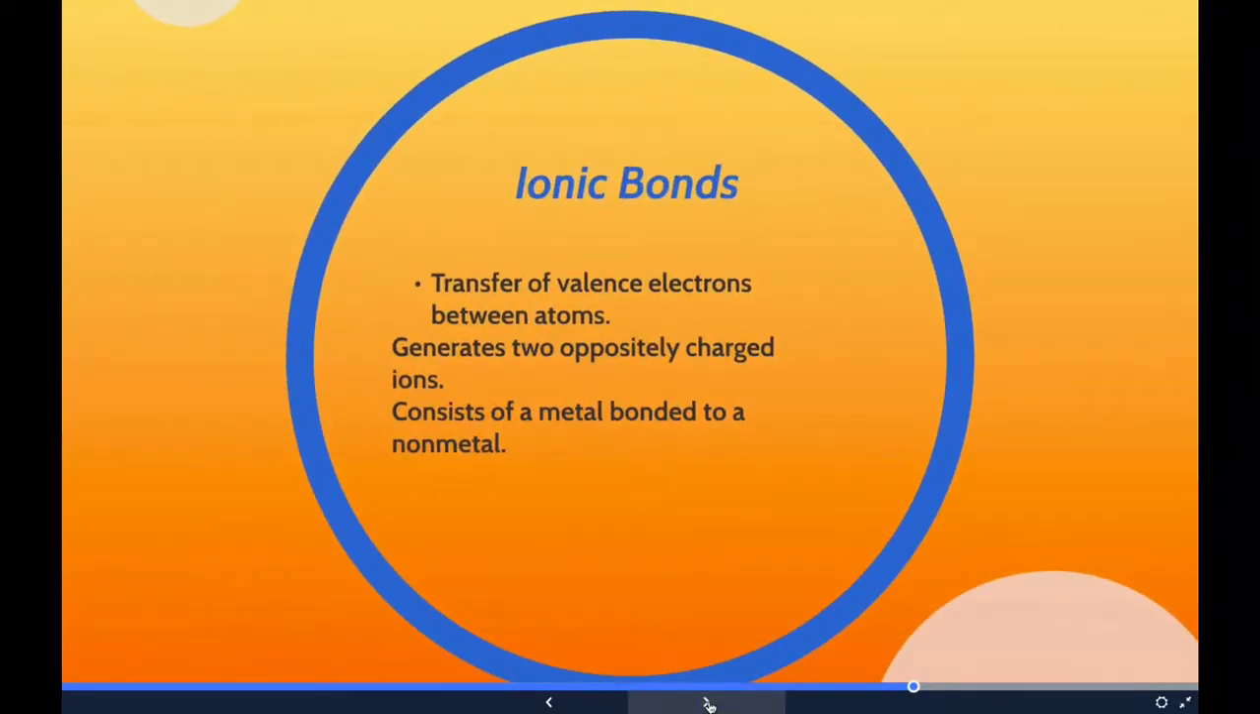And lastly, we have ionic bonding. Ionic bonding is the complete transfer of valence electrons between atoms. It is a type of chemical bond that generates two oppositely charged ions. In ionic bonds, the metal loses electrons to become a positively charged cation, whereas the nonmetal accepts those electrons to become a negatively charged anion. Ionic bonds require an electron donor, often a metal, and an electron acceptor, a nonmetal.